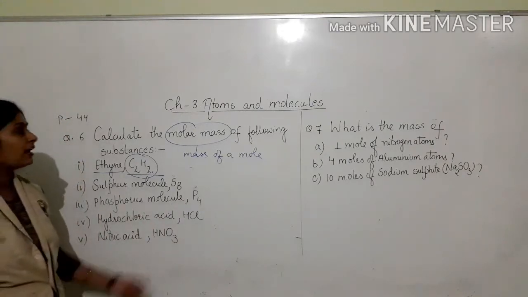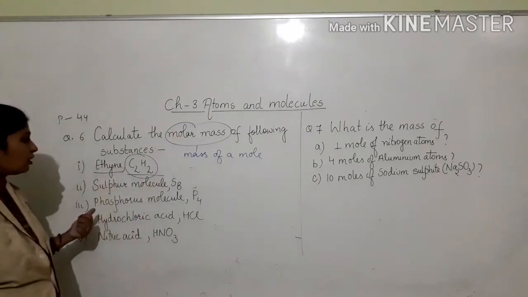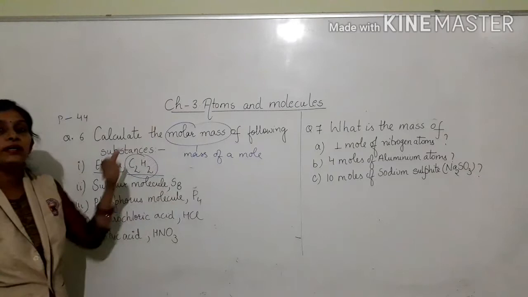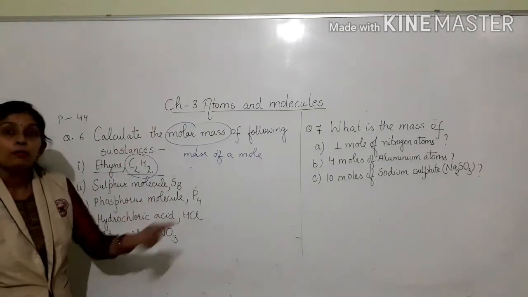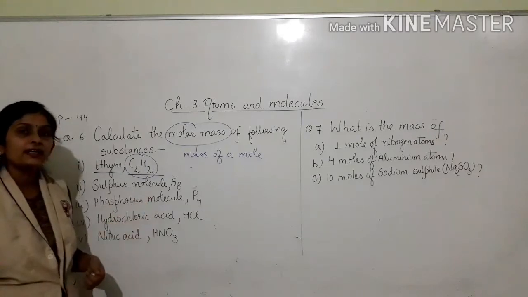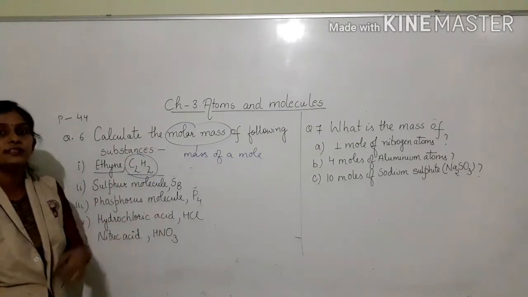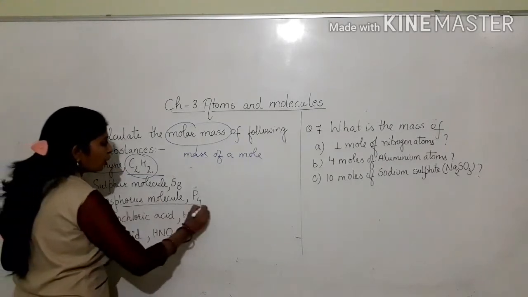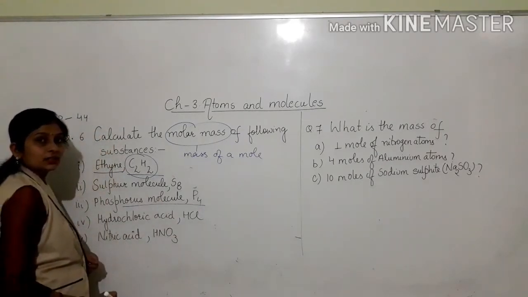Now the third part, phosphorus molecule P4. Here also we have to calculate the molar mass of phosphorus molecules, meaning the molar mass of molecules. So here a mole of which kind of particle is given? A mole of molecules is given. So first of all, we will calculate its molecular mass.